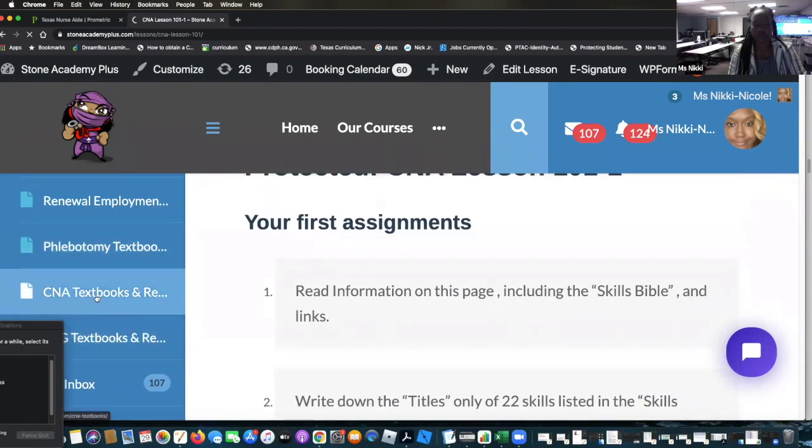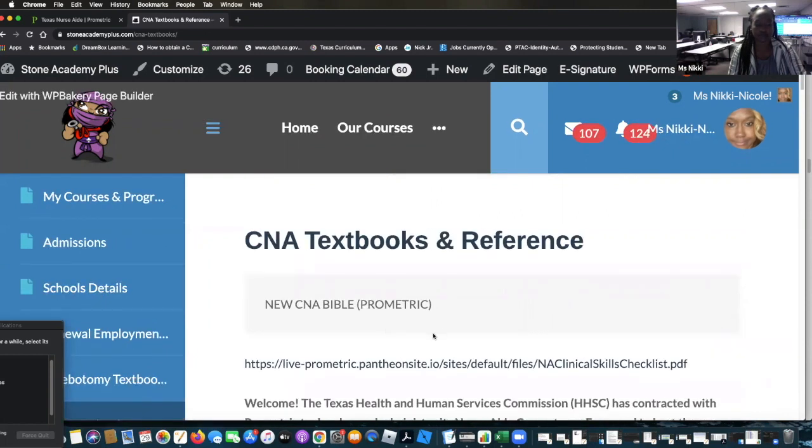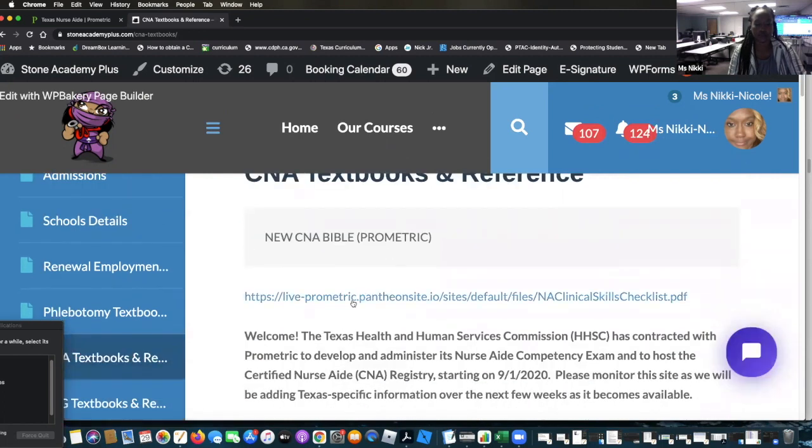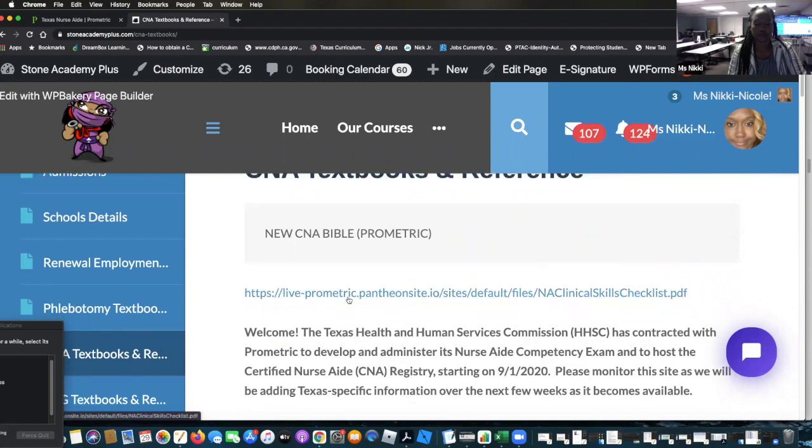Come over here to CNA textbooks, and you see the CNA Bible Prometric. Oh, it's a Pantheon site. Didn't know that. This is it right here. As a matter of fact, I need to put that in red, so let me just do that right now.